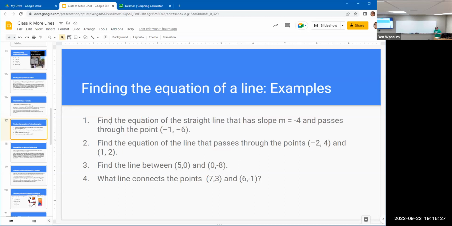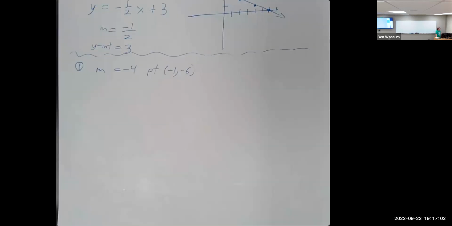So we have a couple of examples for this. Not too much. The first one is kind of the get-your-feet-wet problem. It's the only one I outright gave the slope. So the first one, we have m is negative 4, and it passes through the point (-1, -6). Okay. Let's get to work on this guy.